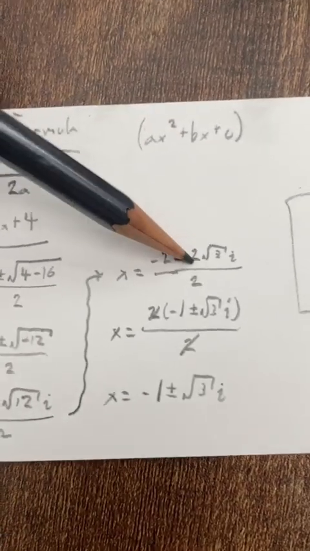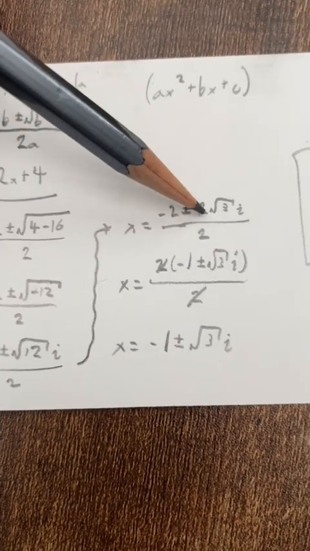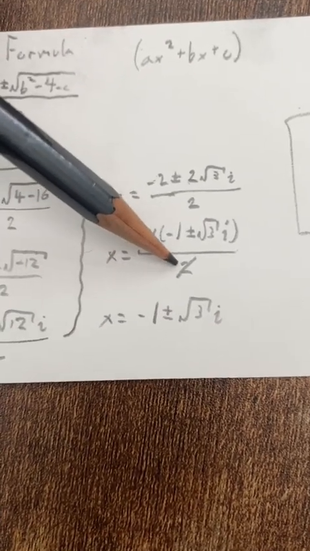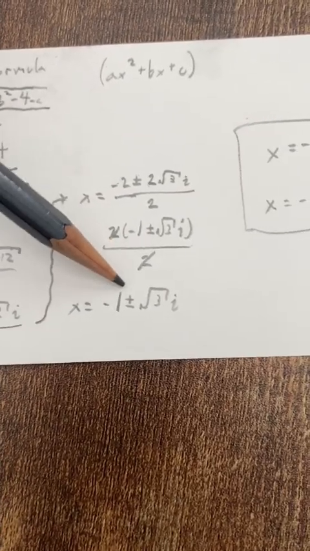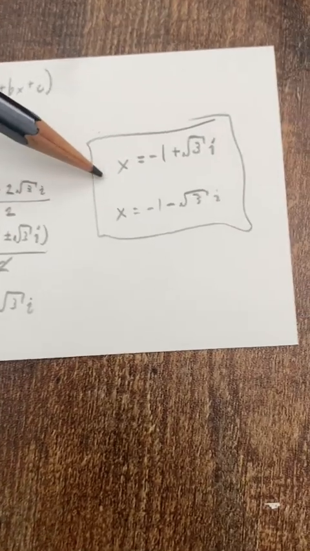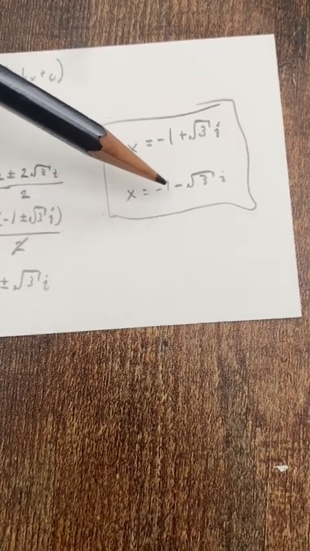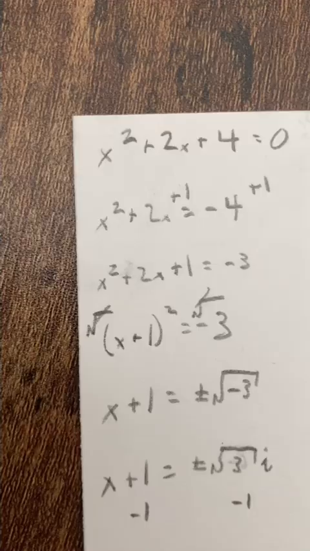Then you just simplify the radical here, and the simplification of root 12 is 2 root 3. We can factor out the 2 from both of these and cancel it out, or reduce it out, I should say, with the bottom. And we get that our answer is -1 plus or minus root 3i, which is broken down into x equals -1 plus root 3i and x equals -1 minus root 3i. But like I said, we can solve this another way without having to use the quadratic formula.